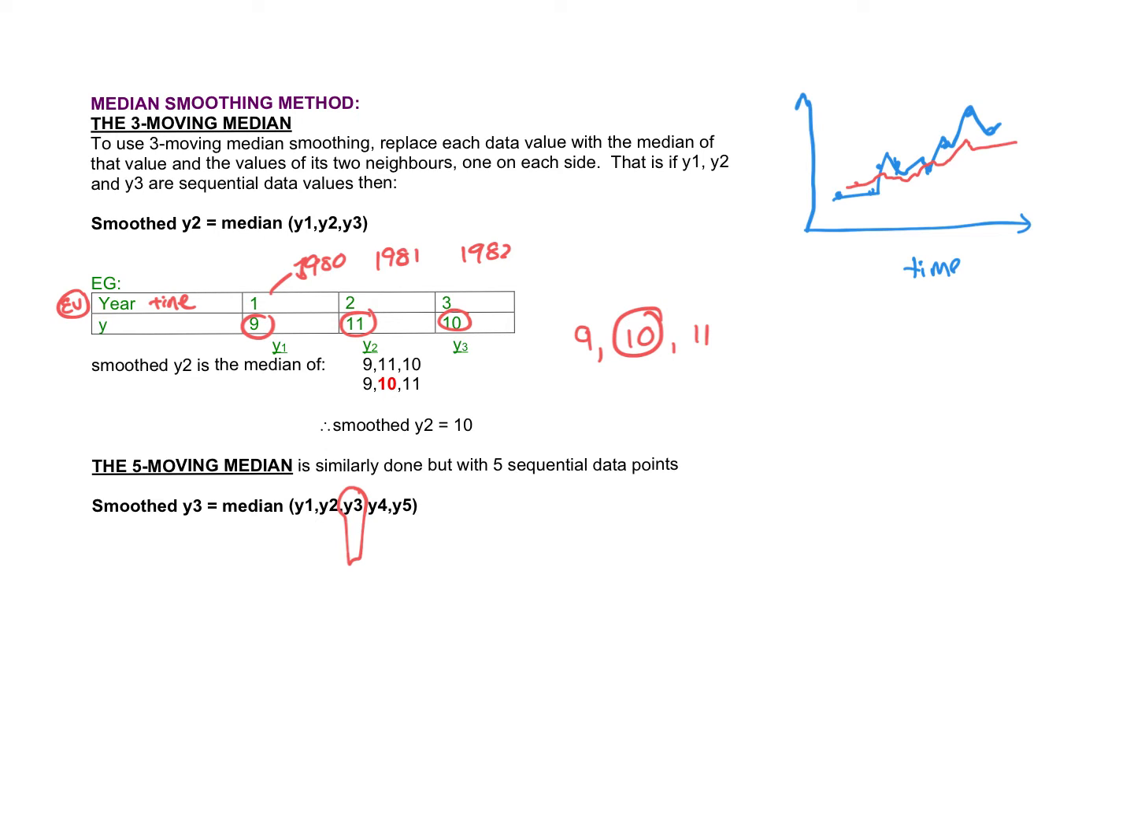Now, you can do it with a table of values, but the median smoothing technique is generally done on the graph, and you will use a ruler. It's highly advisable that you get one of those clear rulers, like mine. I'm going to show you with this. You guys can see that, can't you? Yeah?